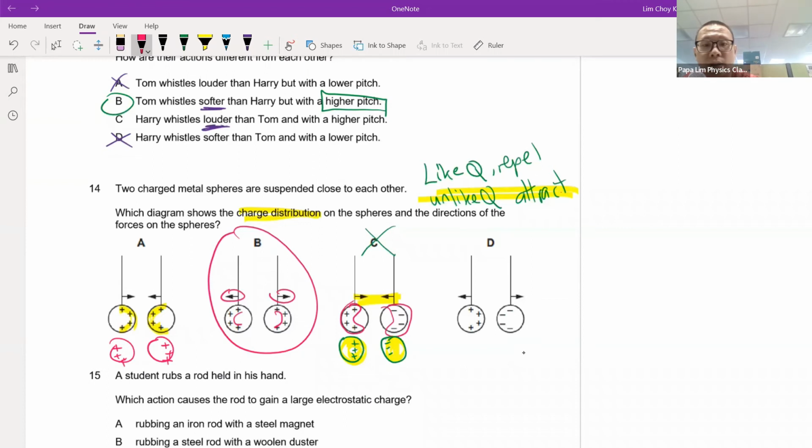For D, it will be the reverse of C. The charge distribution is the correct placement. The plus and minus are attracted towards each other, so being unlike charges, they should attract. The forces should be in the opposite direction, should be here. On this side, they should be attracting each other.